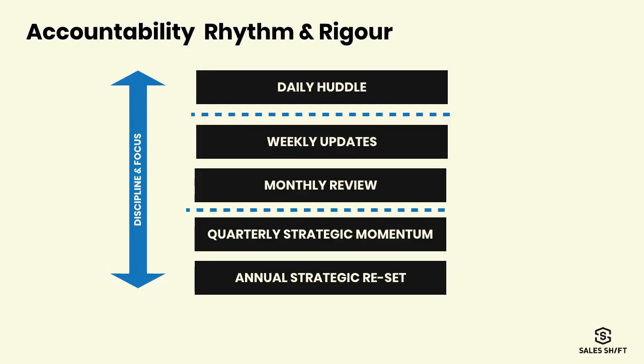Secondly, really think about the accountability, rhythm and rigor. We've kind of alluded to this, but you're going to need massive discipline and focus through this process. So, you may even need to be thinking about having daily huddles so that you're checking on each other on a daily basis. I think you'll certainly need to ensure you're having weekly updates and monthly reviews. And the quarterly strategic momentum and annual strategic resets that we would say in this process are probably less important.